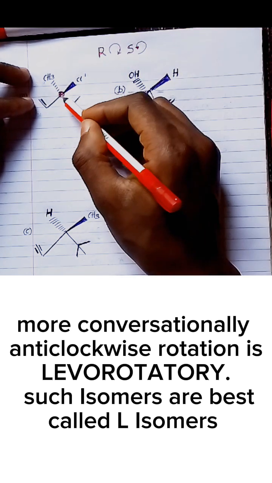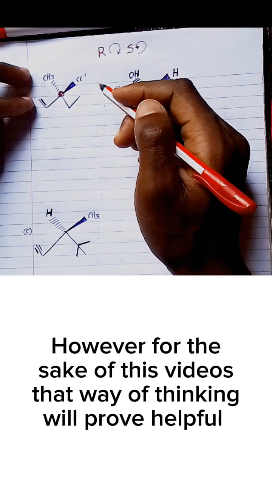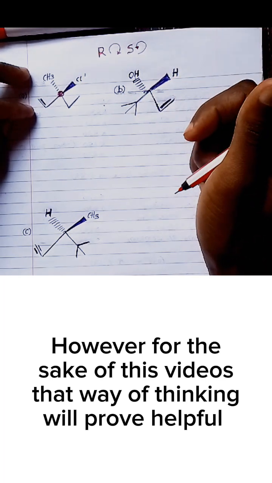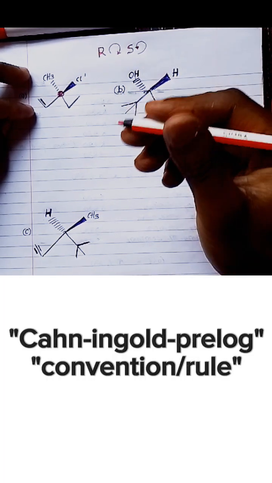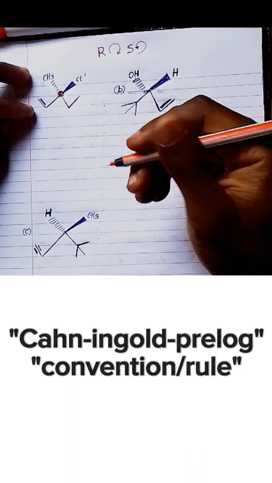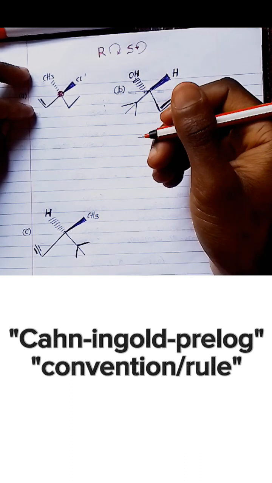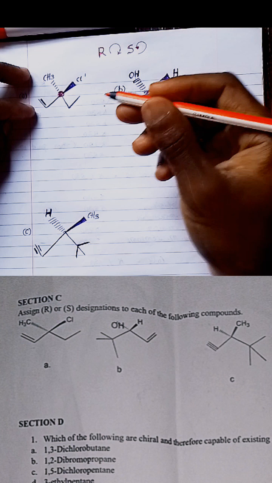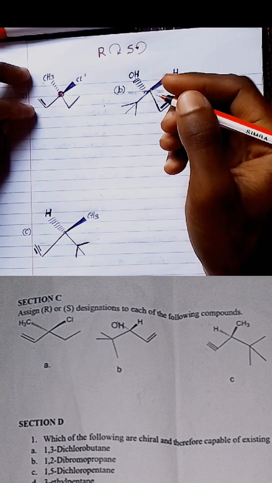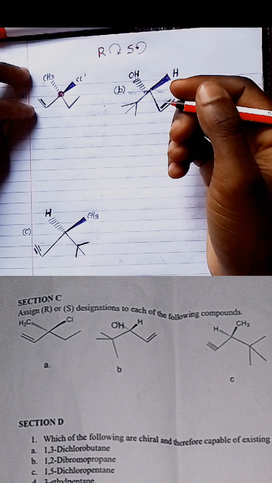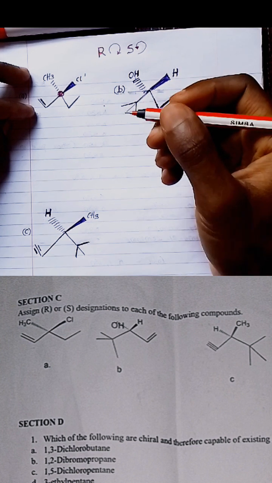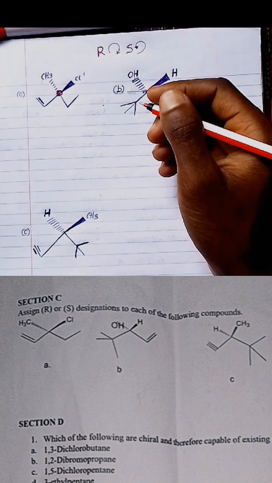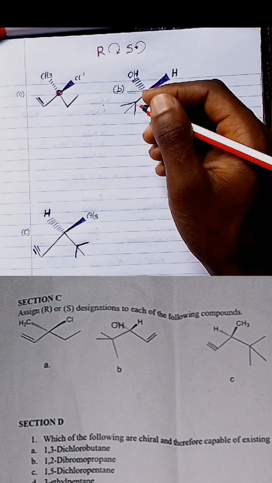So first thing, locate your chiral center. Once you've located your chiral center, then we can assign priority. How do we assign priority? When assigning priority, we use the Cahn-Ingold-Prelog convention, or rule. I already made a separate video on that, so you can check it out, but I'll apply it here. What the Cahn-Ingold-Prelog rule tells us is that we assign priority based on atomic weight. So you're looking for the heaviest attachment, and the heaviest attachment will get more priority.